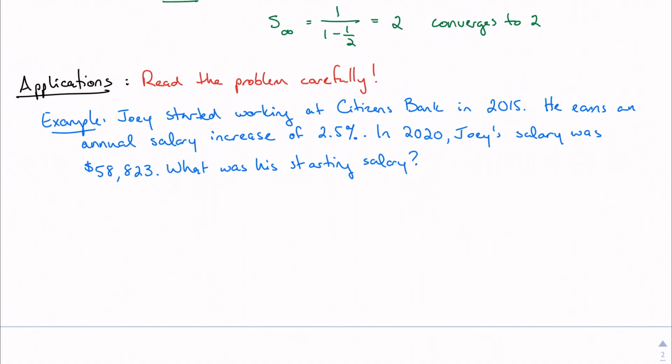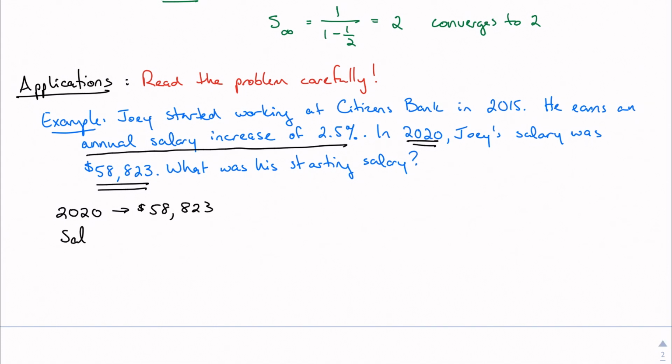So it says Joey started working at Citizens Bank in 2015. He earns an annual salary increase of 2.5%, so that seems important. Underline this. And then in 2020, you know that Joey's salary was $58,823, so that seems important. I'm going to write it off to the side. So in 2020, he earns $58,823. His salary increases 2.5% every year. And I want to know, what is his starting salary?